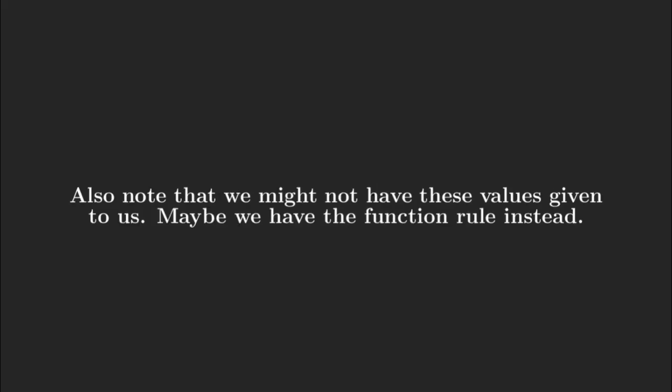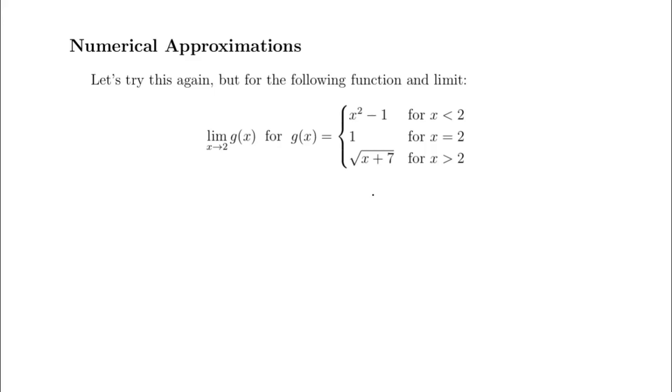All right, so maybe we don't just have the actual function values. Maybe we have a function rule instead. Maybe we're given the actual rule for the function, like something like this. Here, we've got some piecewise defined function for g, and we want to look at a limit as x approaches 2. So we're going to do the exact same thing. We're going to split this up, and look at a left-sided limit here, and a right-sided limit. We're going to plug in some x values that we choose into this function and create our own table of values, just like we had earlier.